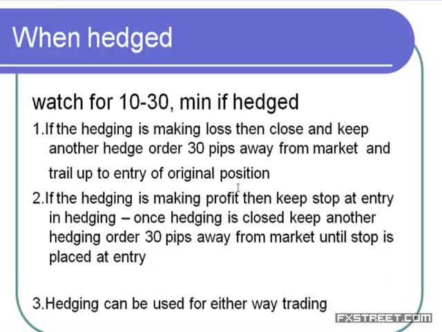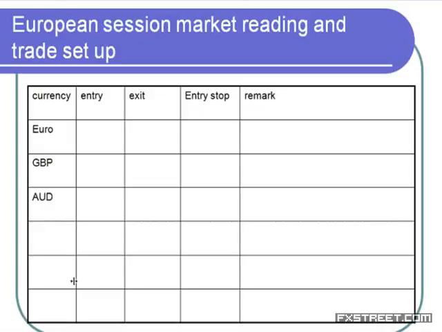This is how to handle the hedge. Wait for 30 minutes. If it is hedged and if the hedging is making loss, close it and keep another hedging order. If the hedging is making profit, keep stop at entry. Let them drop anywhere they want, and later on when they reverse, your hedging will be closed with stop at entry and make an upward move. You will continue with your trading. So if the hedging facility is available, try to make use of it.